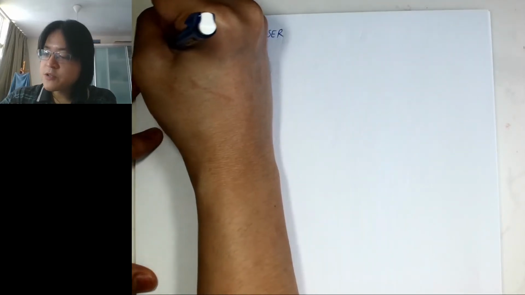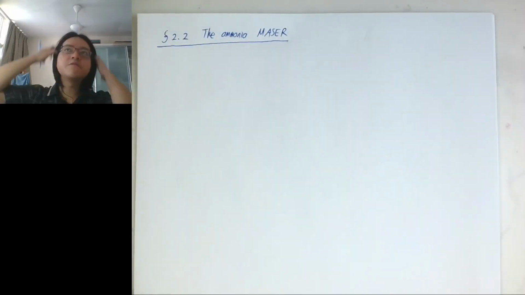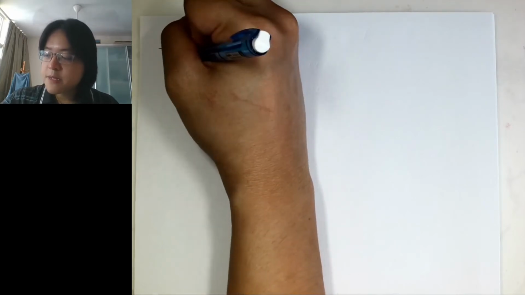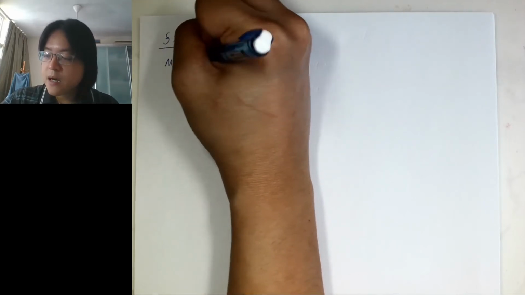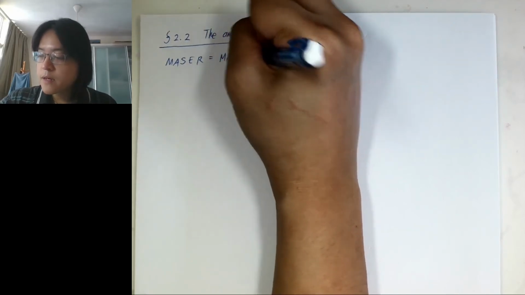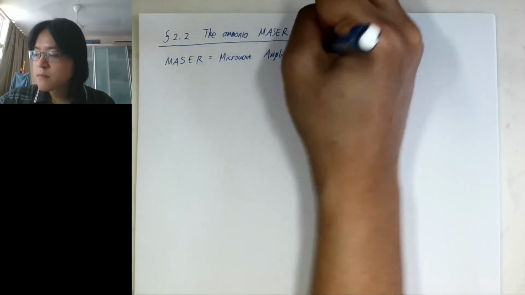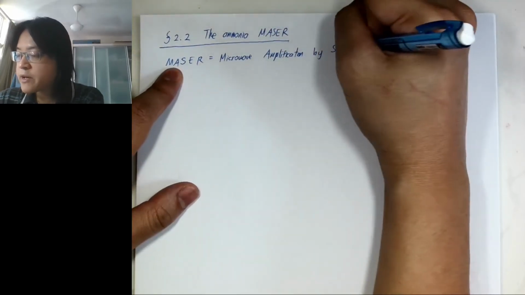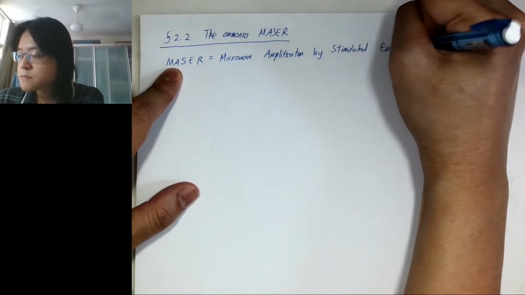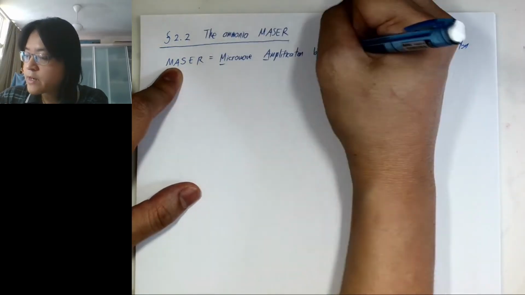Right, so I have shown you the video before we started the class. The video is using diamond. Now we're using ammonia. The MASER that we are talking about, MASER means microwave amplification by stimulated emission of radiation. Right, so MASER.